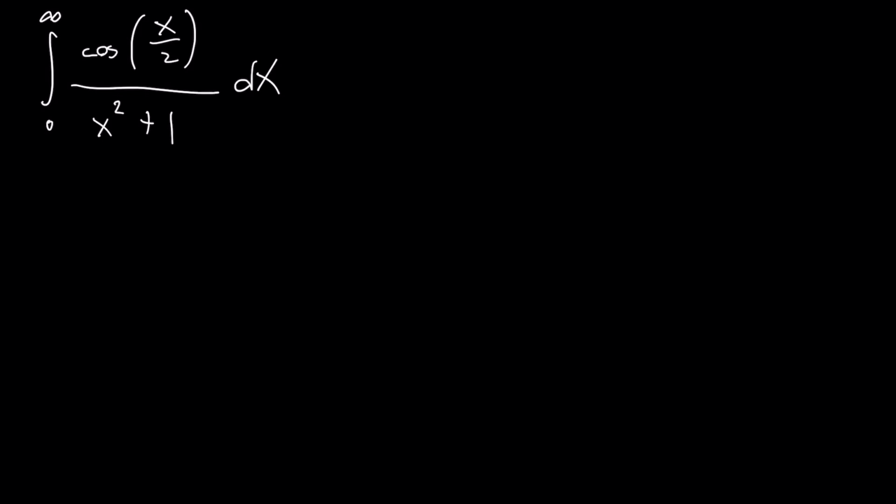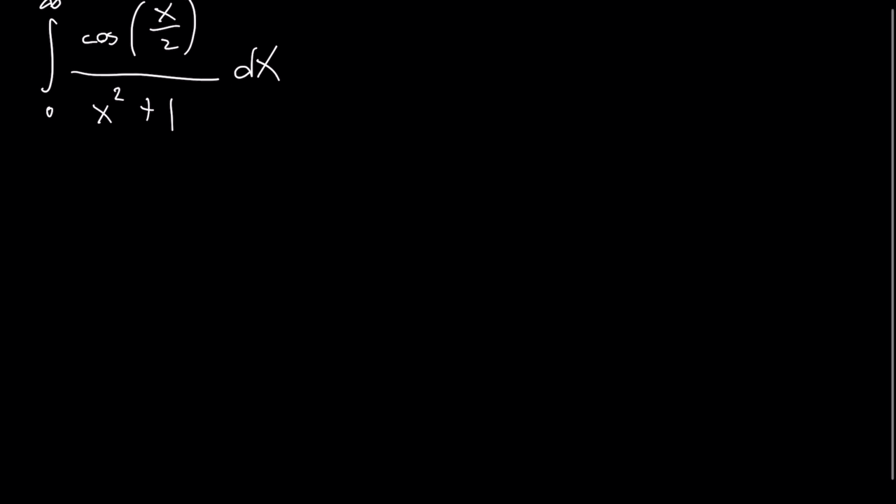Today we'll be finding the integral from 0 to infinity of cosine of x over 2 divided by x squared plus 1 dx. And to start off, we can consider the function f of x equals cosine of x over 2 divided by x squared plus 1.